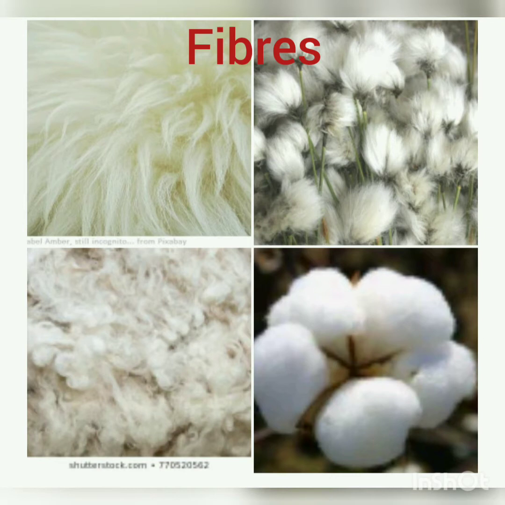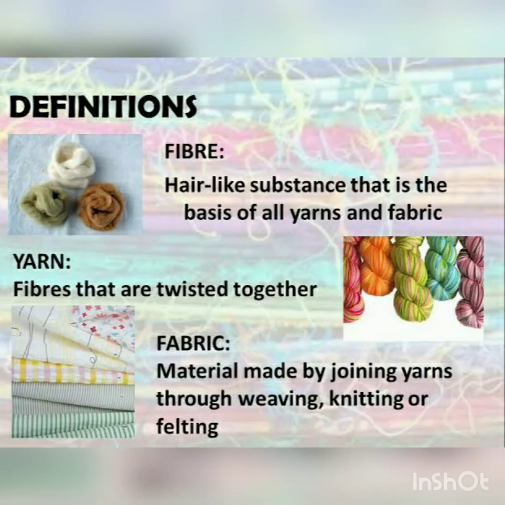Fibers are the hair-like structure, very thin strands obtained from plants or animals or prepared chemically in the factories. When many fibers are twisted together, it makes a yarn or threads, and threads are woven into fabrics.